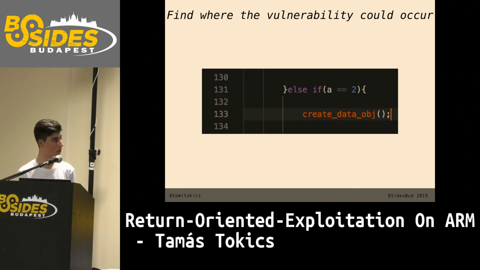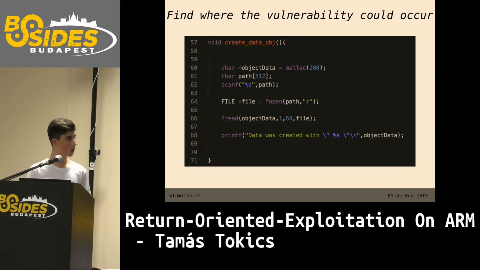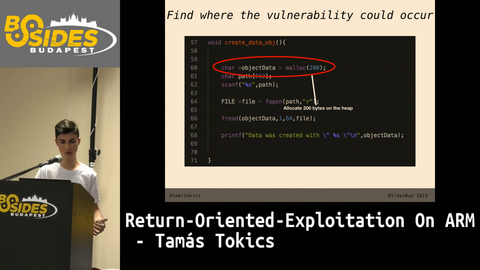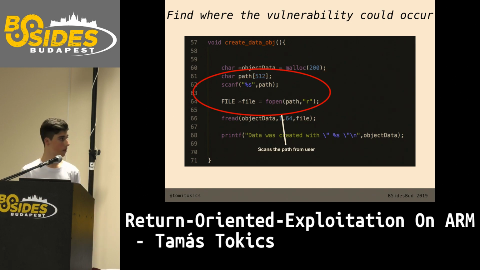So let's check option number 2. We can see it's called create data object. So let's check this function. First of all, we can see that it allocates 200 bytes on the heap. Now this part is just for scanning the path from the user and opening the file. And we have the fread.